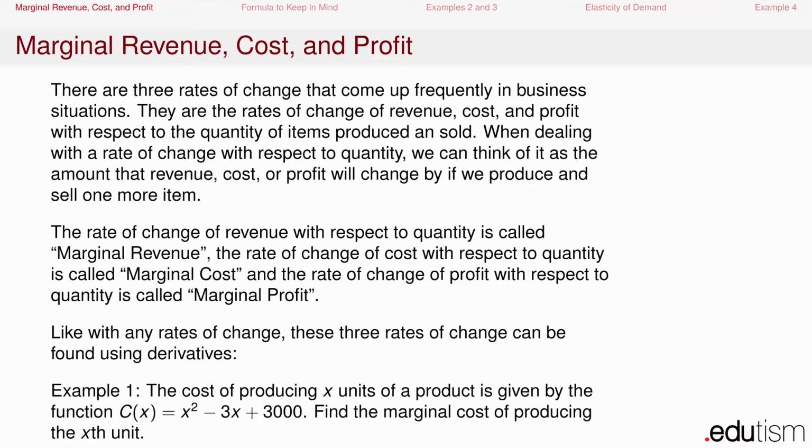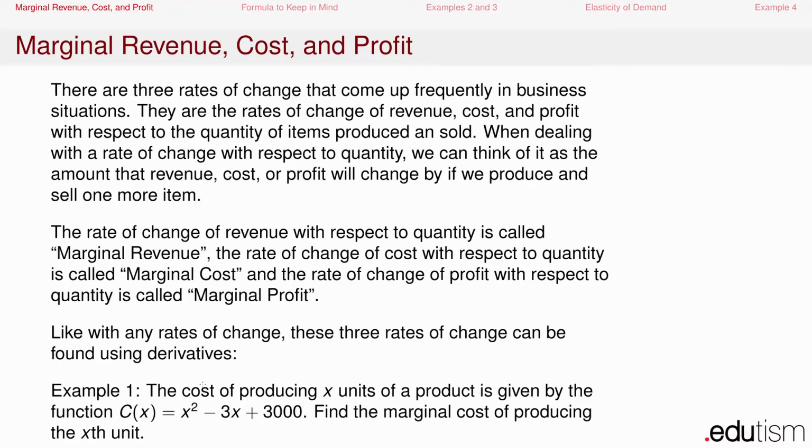The rate of change of revenue with respect to quantity is called marginal revenue. The rate of change of cost with respect to quantity is called marginal cost, and the rate of change of profit with respect to quantity is called marginal profit. Like with any rates of change, these three rates of change can be found using derivatives.